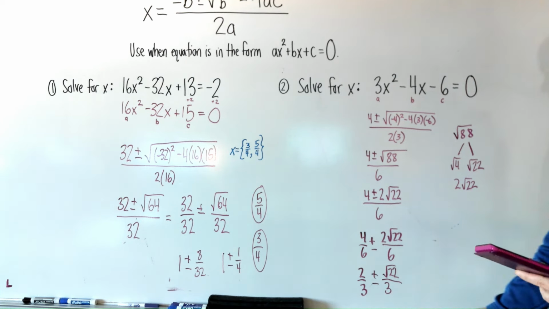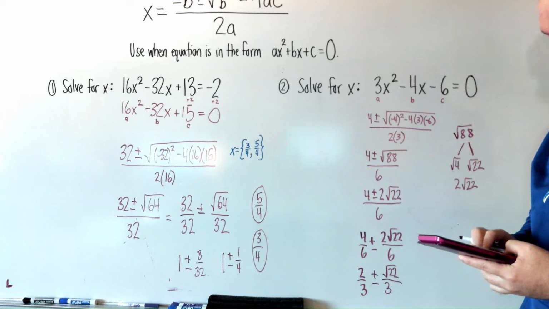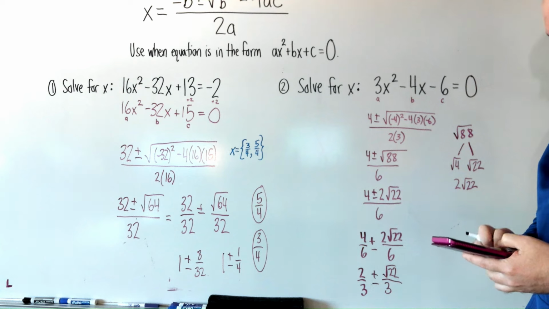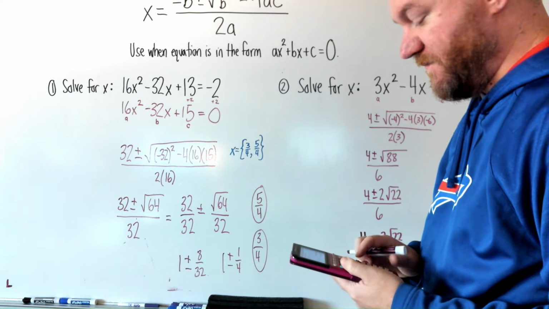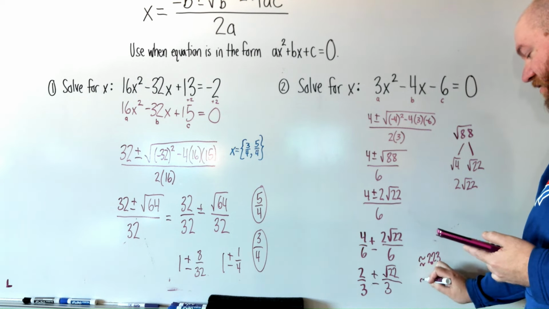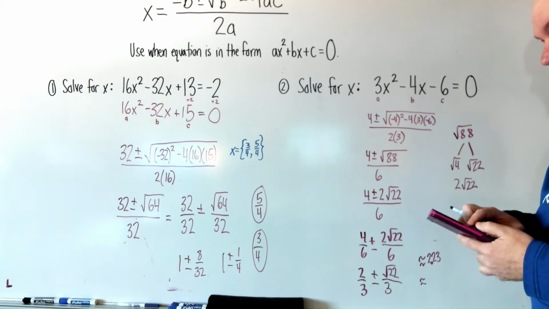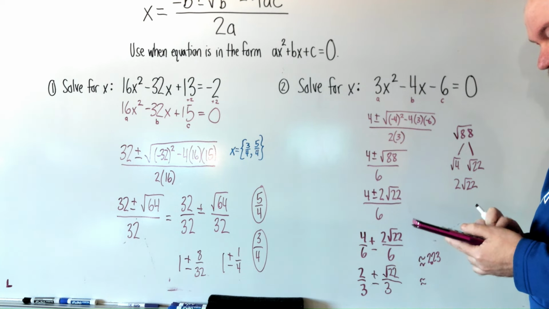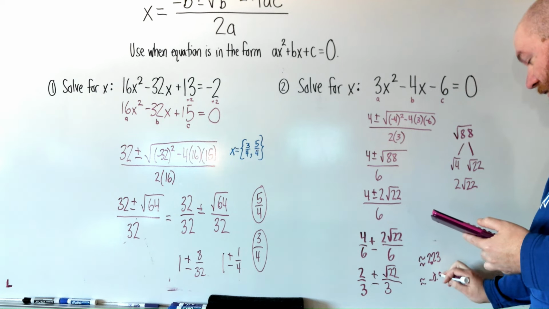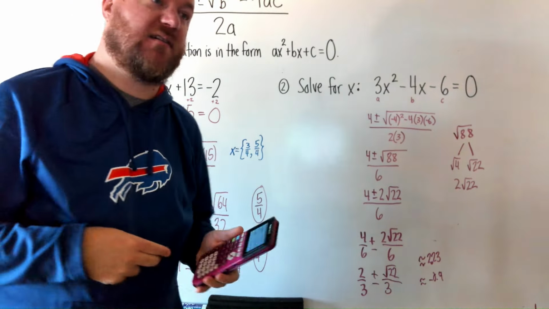If they tell you to actually find the decimal values, all you're going to do is type on your calculator 2/3 plus radical 22 over 3. And then you're going to get your decimal answer, which will be about 2.23. And then I'm going to do it again, but instead of a plus, I'm going to do a minus. So 2/3 minus radical 22 over 3. And that works out to be a negative 0.9, approximately.